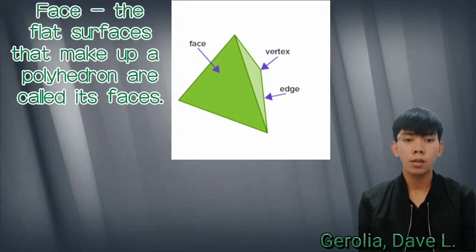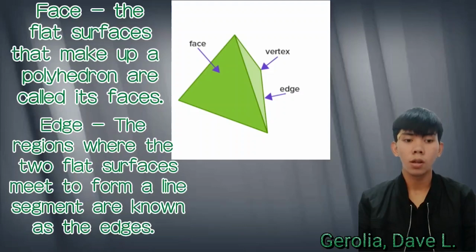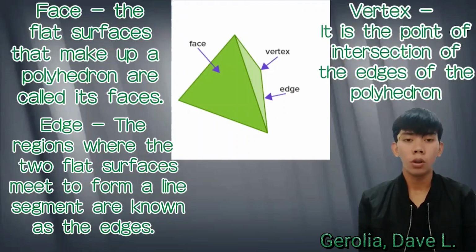The flat surfaces that make up a polyhedron are called its faces, and the edge is the region where two flat surfaces meet to form a line segment. And the third is the vertex. It is the point of intersection of the edges of the polyhedron.